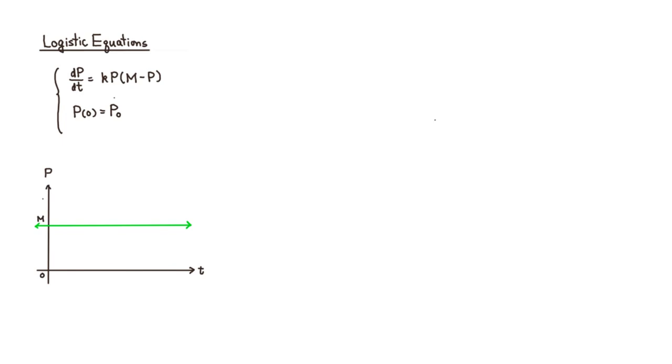All right, let's look at the logistic equations. The logistic equation is a model that is a little bit more realistic than the exponential population model. It says this: the rate of change of population with respect to time is proportional to the product between the population itself and M minus population. Here, M is some sort of capacity called the carrying capacity.